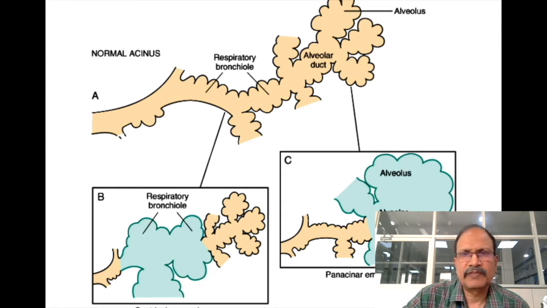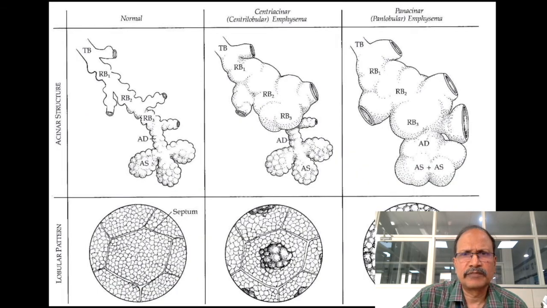And panacinar emphysema involves almost everything, that is respiratory bronchiole, alveolar ducts, and alveolus. So the entire acinus is involved in this process, and the lung lobule will show all dilated structures involving the entire lobule. So the same thing, the normal lung with different respiratory bronchiole, alveolar ducts, alveolar sacs, and you can see that centriacinar involves only the respiratory bronchiole, and panacinar involves respiratory bronchiole, alveolar duct, and alveolar sacs. Gross cut surfaces can be appreciated in the bottom.